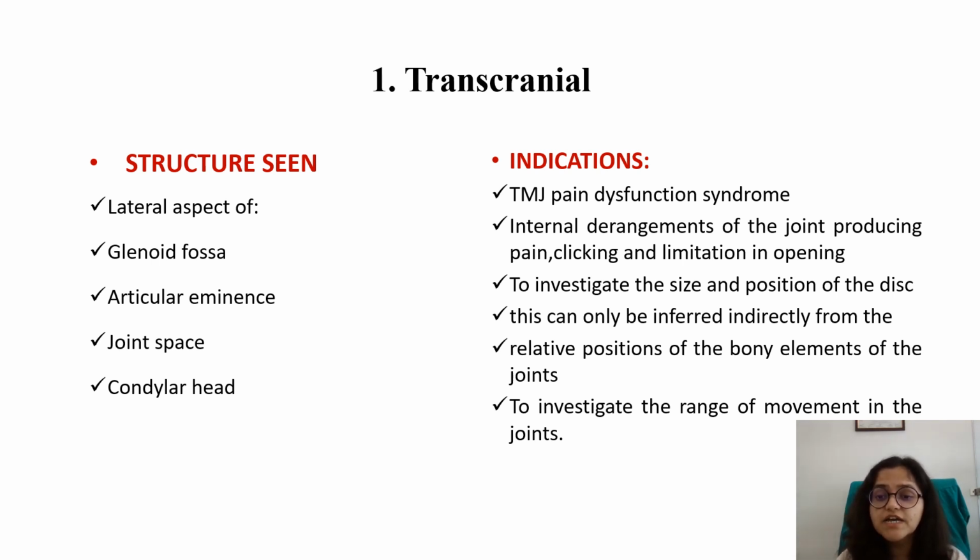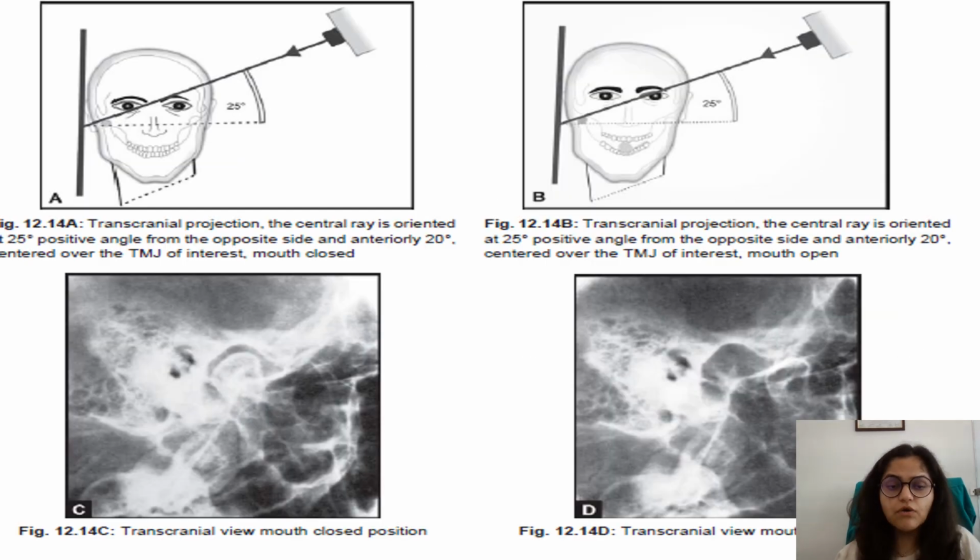To investigate the size and the position of the disc, this can only be inferred directly from the relative position of the bony element of the joint, and to investigate the range of movement in the joint. Now in the slide you can see 4 different pictures showing the transcranial projection. Figures A and C are the transcranial position with the mouth closed, and B and D show the transcranial projection with the mouth open.